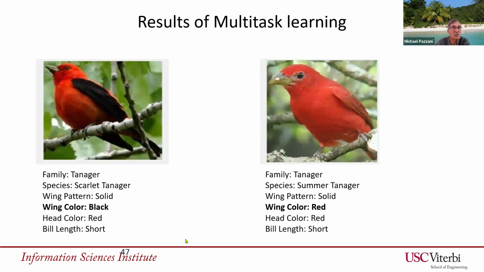So the results of multitask learning: here are 2 somewhat similar birds, a scarlet tanager and a summer tanager, and the system's able to correctly identify them. One of the key differences is the wing color is black in one and red in the other, everything else pretty much being the same.